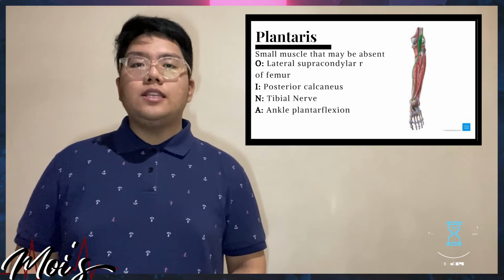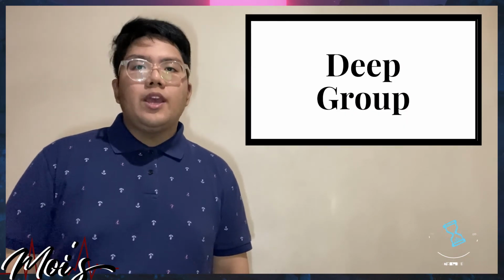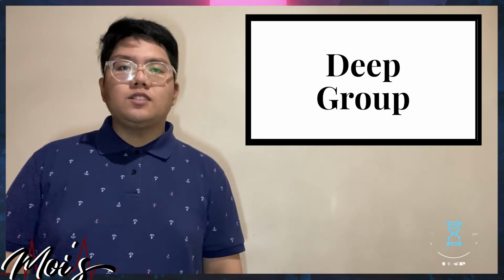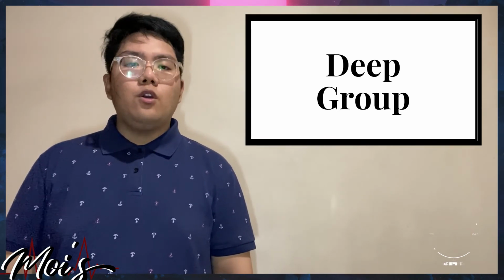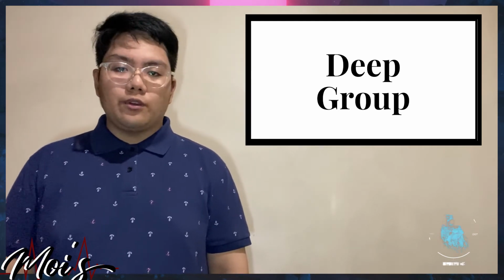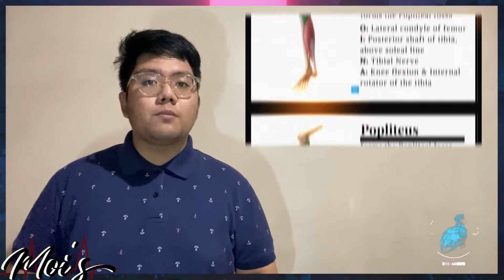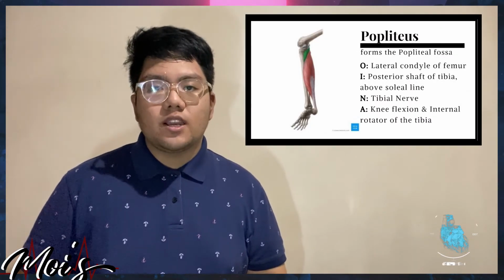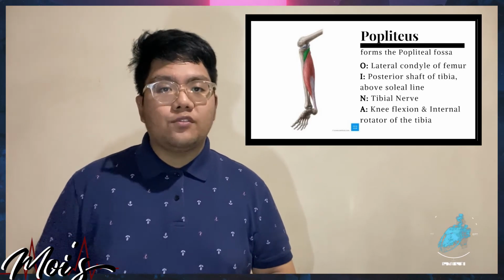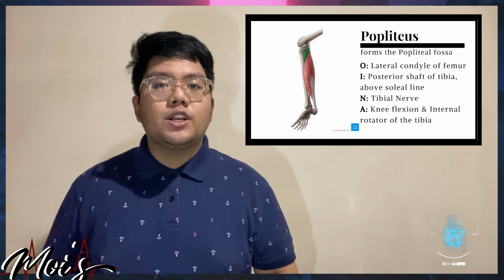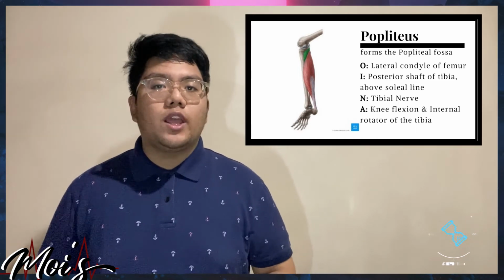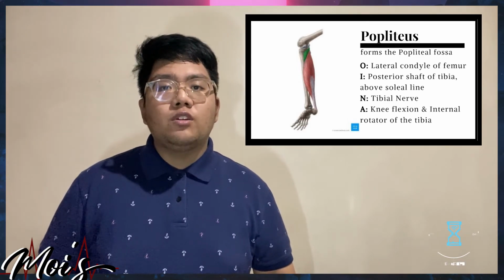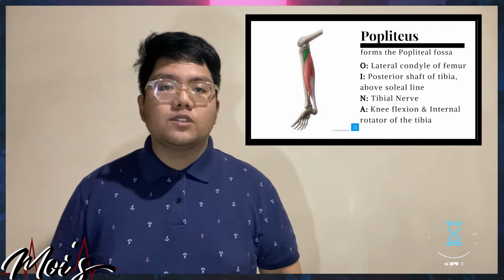Next to be discussed are the deep muscles of the posterior compartment. The deep muscles of the posterior compartment are the popliteus, tibialis posterior, flexor digitorum longus, and flexor hallucis longus. Let's start off with the popliteus muscle. The popliteus is a triangular muscle that forms the popliteal fossa. Its origin is from the lateral condyle of the femur, and its insertion is at the posterior shaft of the tibia above the soleal line. The popliteus assists in knee flexion, and it's a primary internal rotator of the tibia in a non-weight-bearing position.